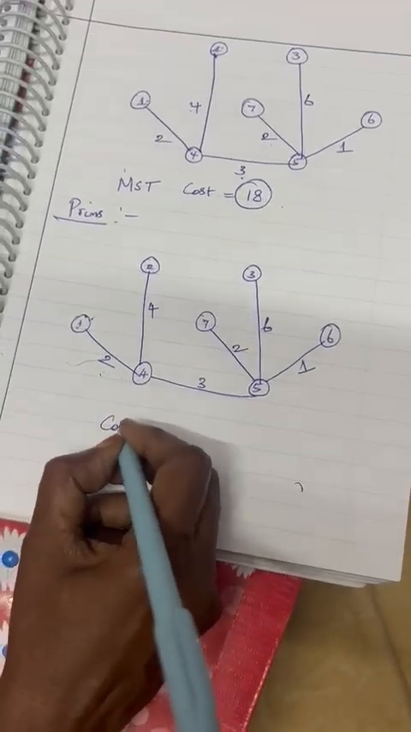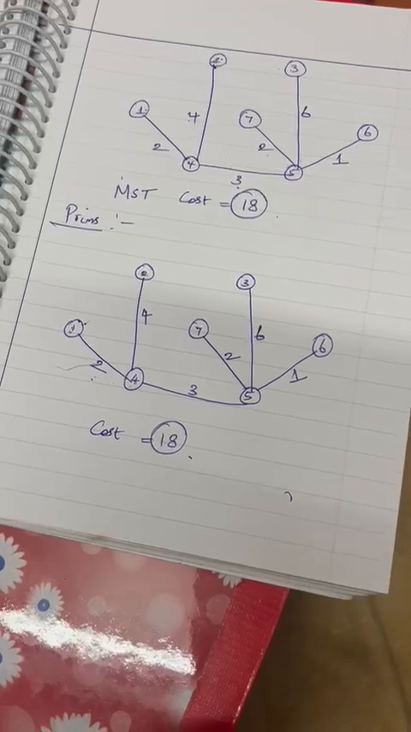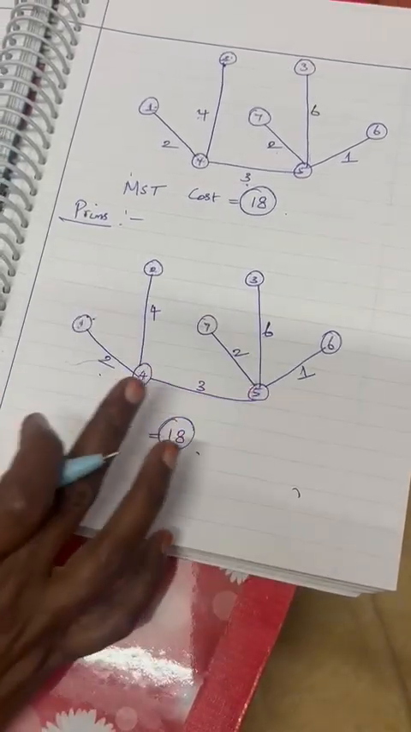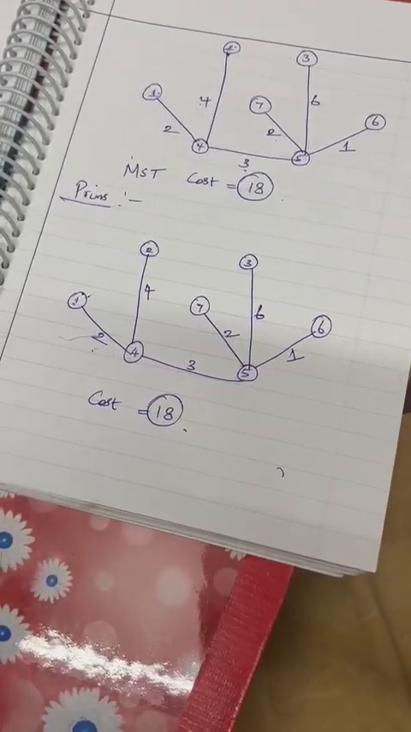So the cost for this one is also 18. This is like a tree. You should not have any closed loop. That's it. This is called a minimum spanning tree.